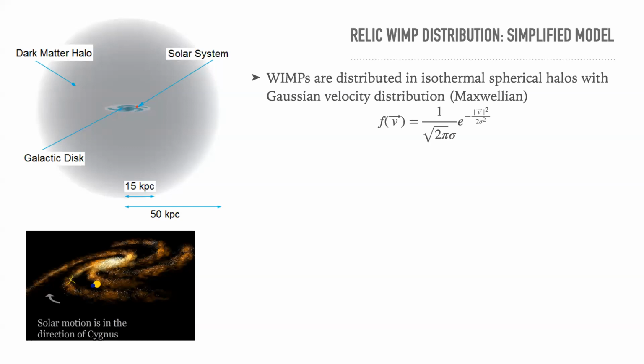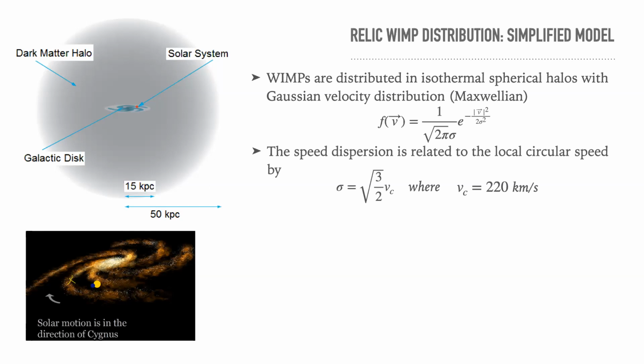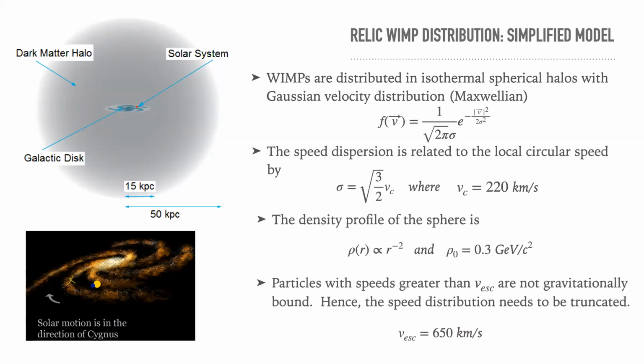So this distribution, this f that has been lingering around in our formulas, is going to be equal to 1 over 2 pi sigma squared times e to the negative v squared over 2 sigma squared. So sigma here is the speed dispersion, and it's related to the circular velocity by this factor. So sigma is the square root of 3 over 2 times the circular speed, which is 220 kilometers per second.